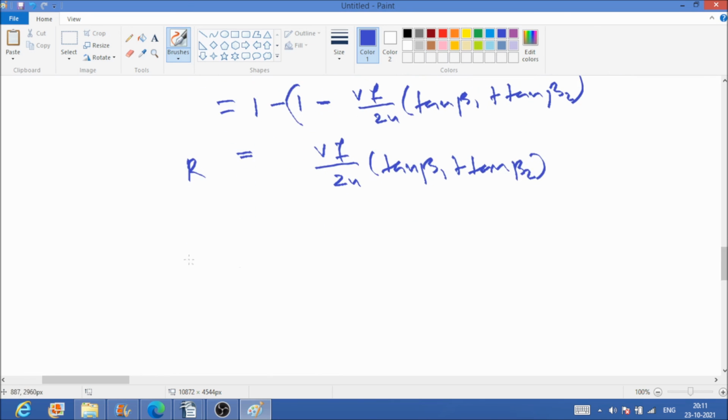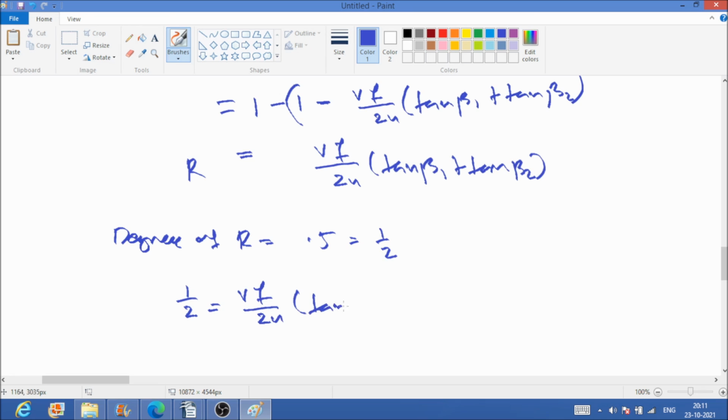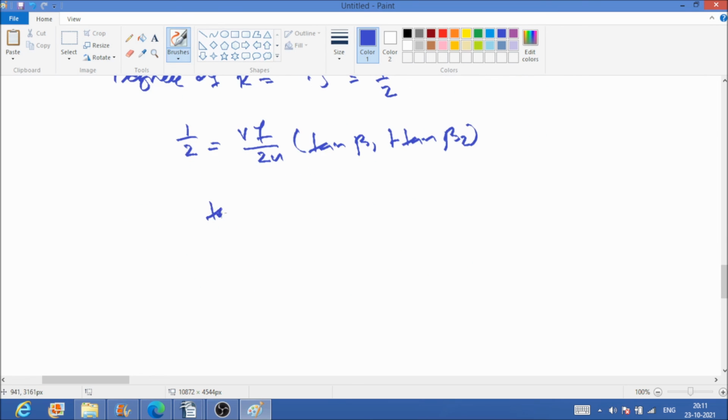One more thing, if the degree of reaction is 0.5, that is 1 by 2, then this will be 1 by 2 is equal to Vf by 2u tan beta 1 plus tan beta 2. That means tan beta 1 plus tan beta 2 is equal to 2u by Vf into 1 by 2. So 2 and 2 will get cancelled out.